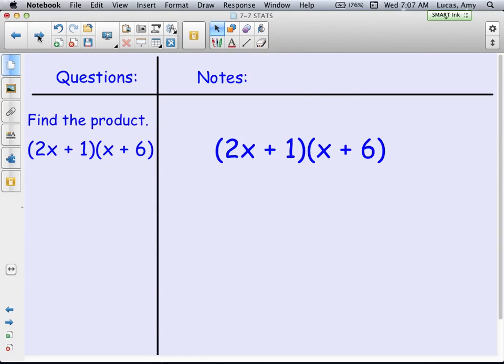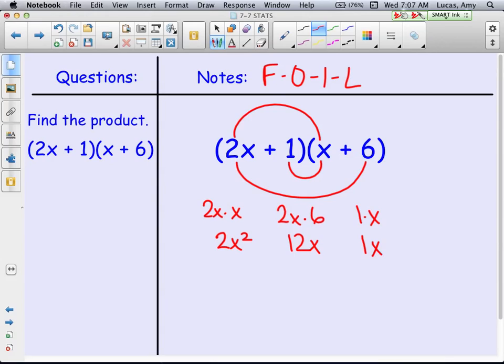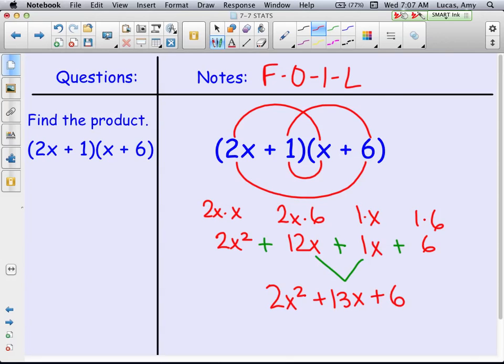Okay, on the next product, I am going to use the smiley face method for my FOIL. So first terms, 2x times x is 2x squared. Outside, 2x times 6 is 12x. Inside, 1 times x is 1x. And last, 1 times 6 is 6. Now remember, we add all of these together, combining only the ones that are alike. So my solution would be 2x squared plus 13x plus 6.